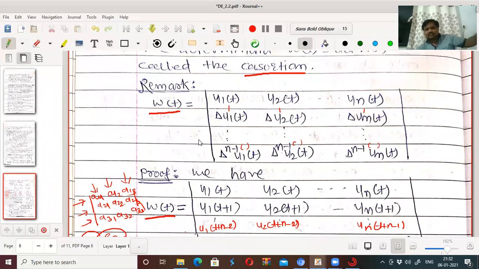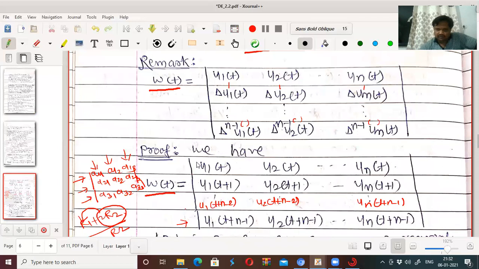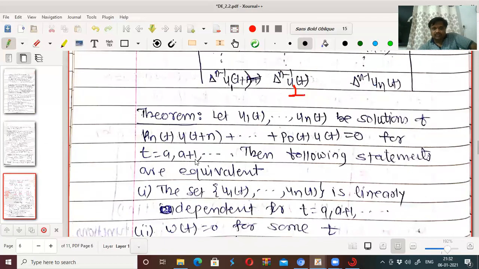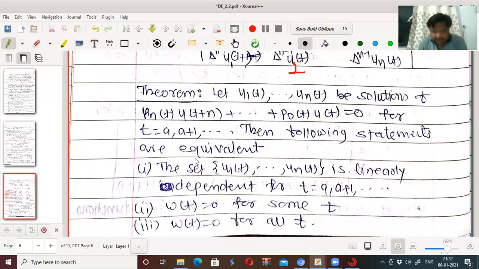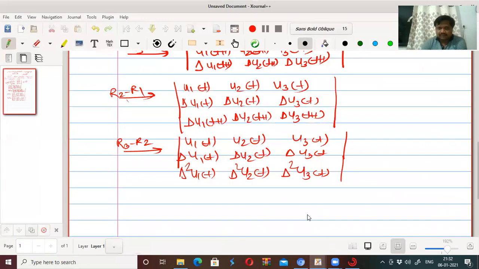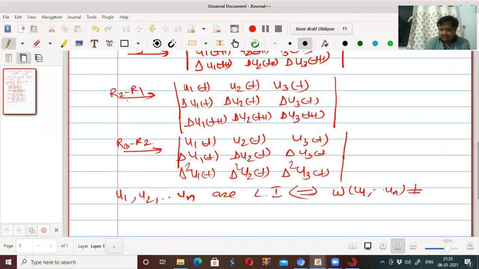Wronskian is in differential equations; Casoratian is in difference equations. That is the only change. Now we will see what the use of this Casoratian is. In differential equations there was one result. If we remember, the result is of this type: the n solutions U1, U2 up to UN are linearly independent if and only if the Casoratian of U1 up to UN is not equal to 0. And for linearly dependent, it was if and only if the Casoratian was equal to 0 for all values of T.